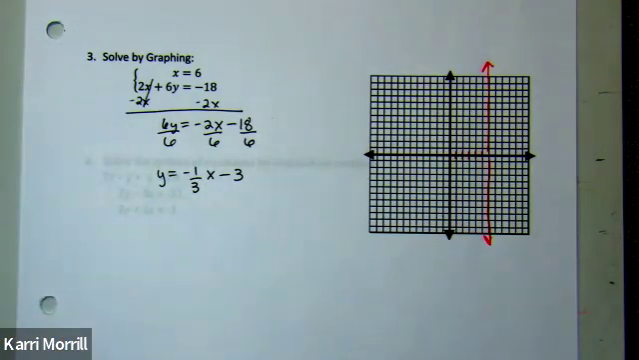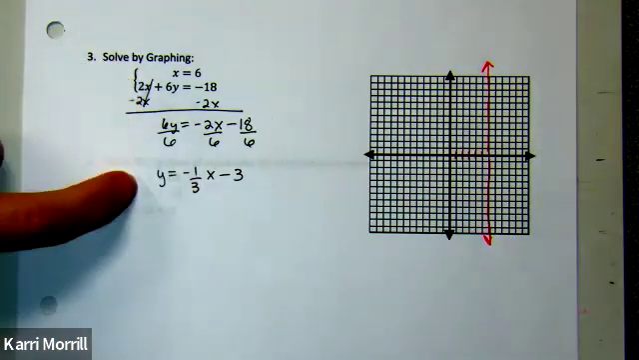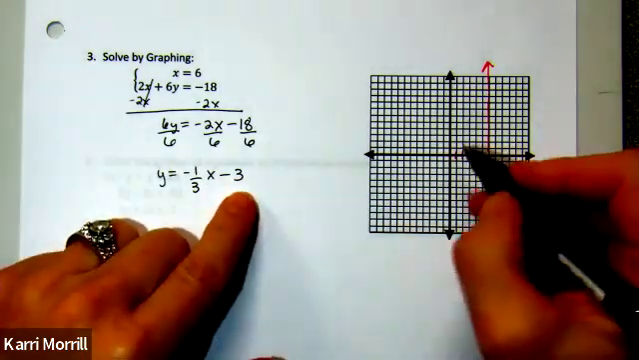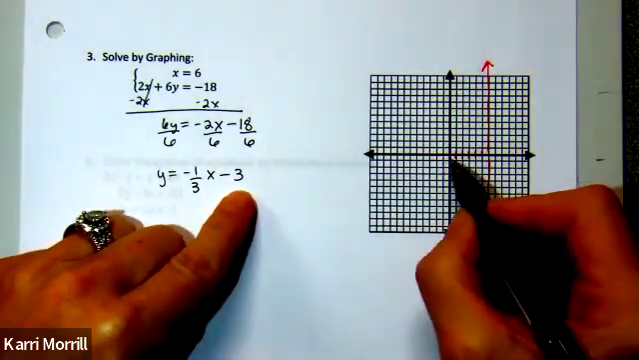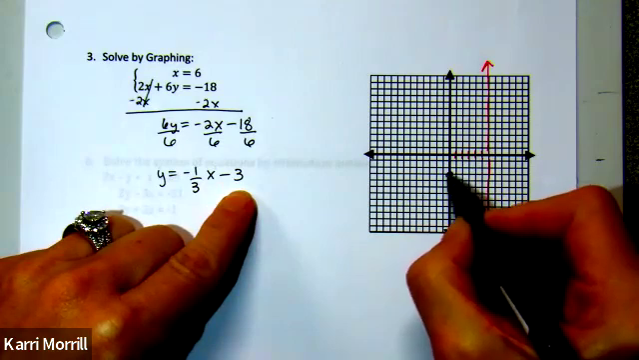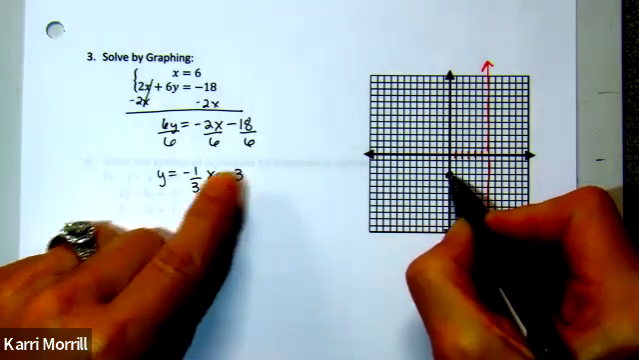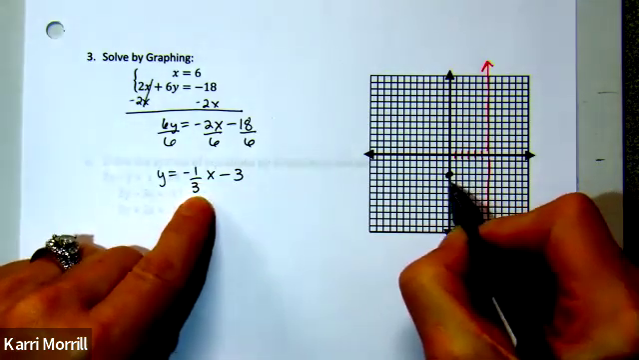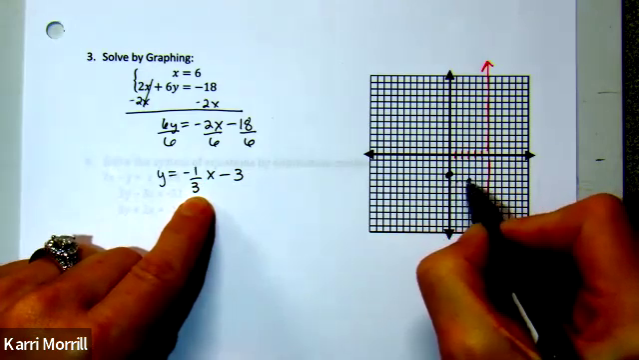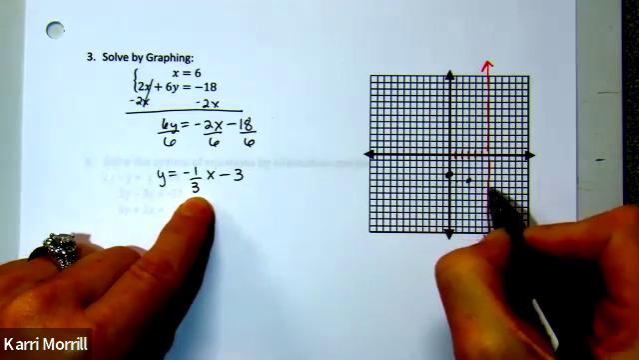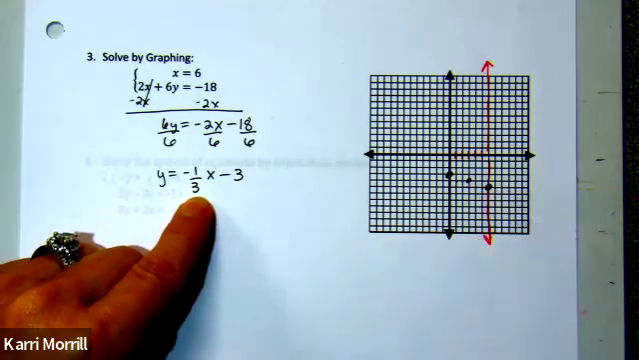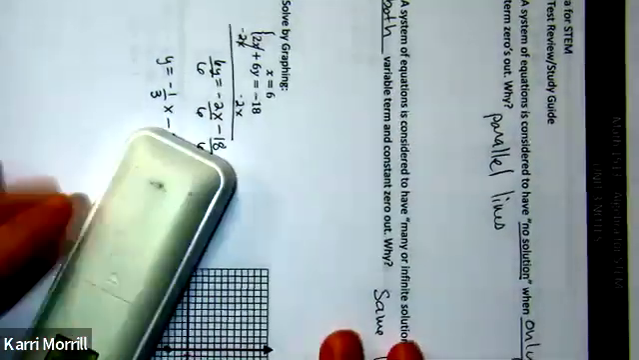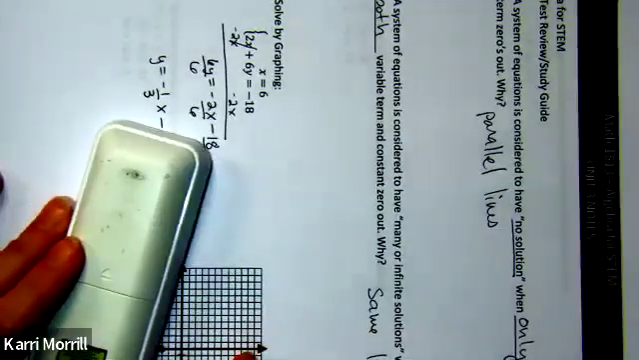So remember, once you put this equation in slope-intercept form, we start on the y-axis at 0, negative 3. So that would be right here. And if my slope is negative 1 over 3, that means I'll go down 1 and to the right 3. Down 1 and to the right 3. So I would find a straight edge if you have it, or just draw the straightest line you can.